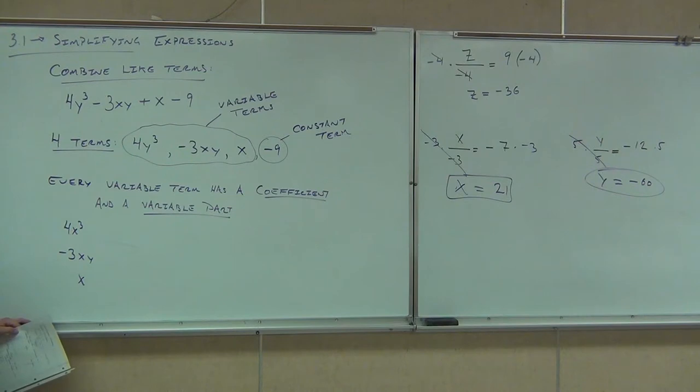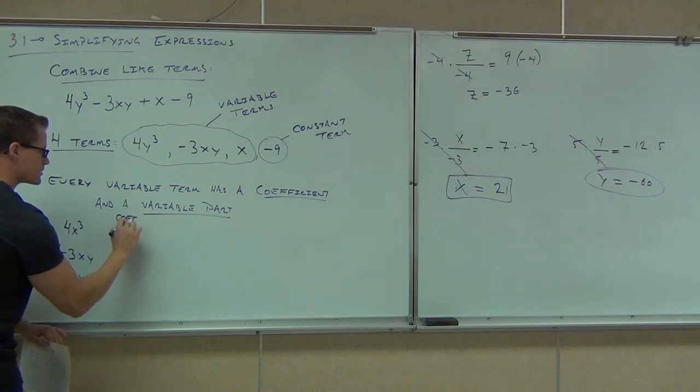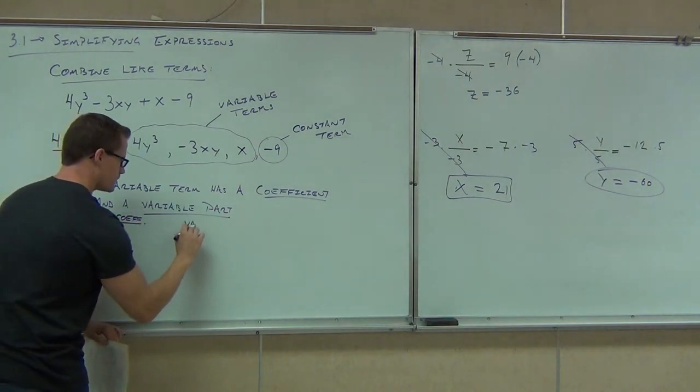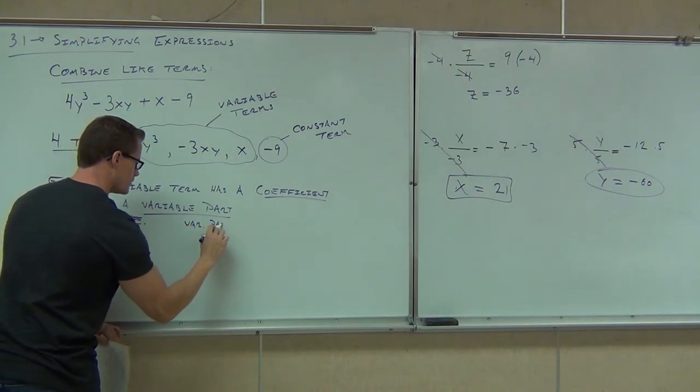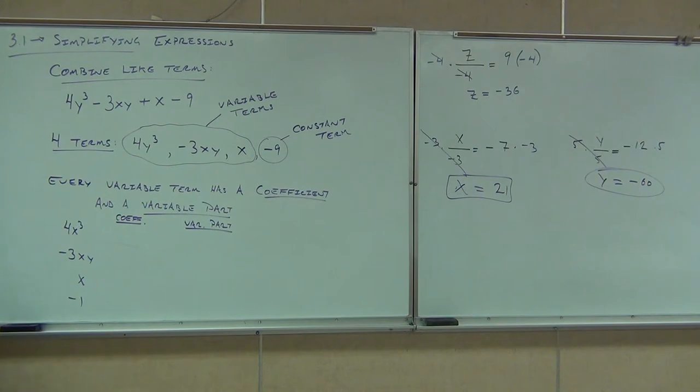Those are three variable terms. I'm going to put one up here just for fun. What I'd like to do is talk about the coefficients and the variable part. So I've listed out four terms over here. Let's look at four. Oh, I said x, I meant y. Let's say 4y cubed.